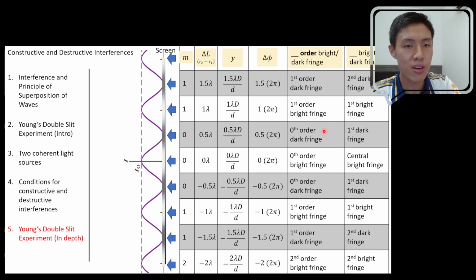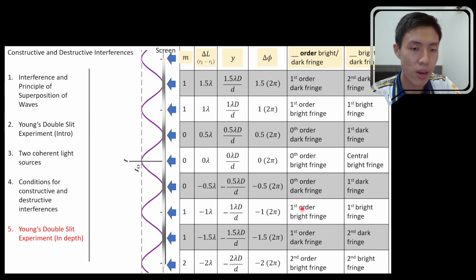If you include the word order, basically the value that you put in front of the order will be the exact value of the m that you will be substituting into the equation for y. Okay, if you know that here you need to substitute 1, then this is called the first order fringe. If it's dark, then it's first order dark fringe. Let's say look over here, you want to know which order it is. You know that for this equation you want to substitute 2, then definitely this is the second order bright fringe.